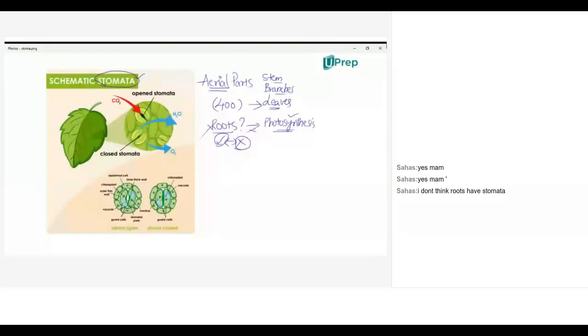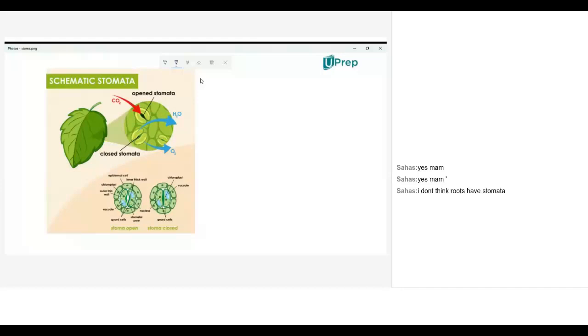So before getting into the functional aspect of stomata, first let me explain what this aerial part, the stem part or the branch part or the leaf part, is doing for the plant. What are the different functions they are giving to the plant? First one is diffusion. Diffusion of what? Diffusion of gases.